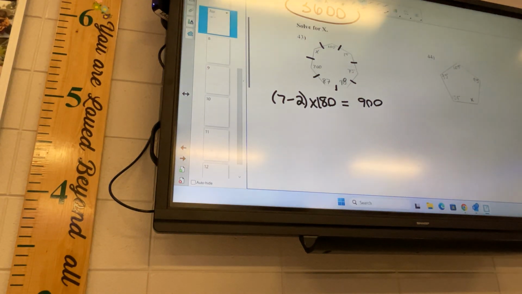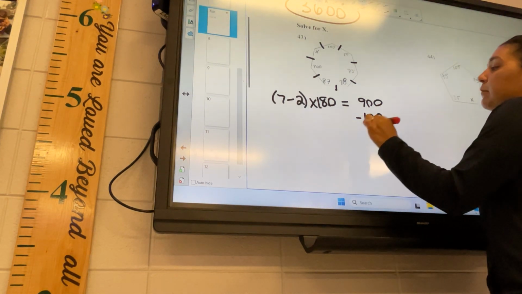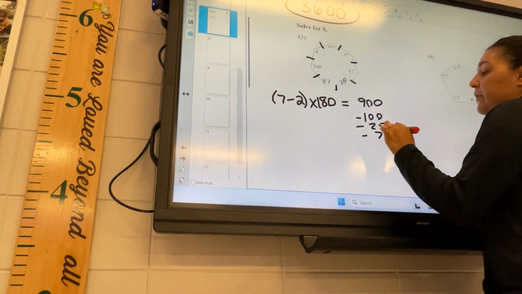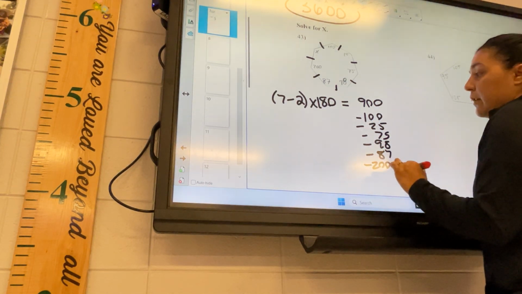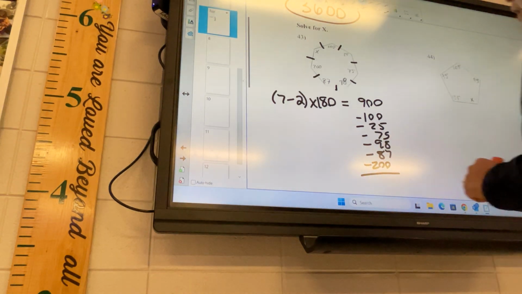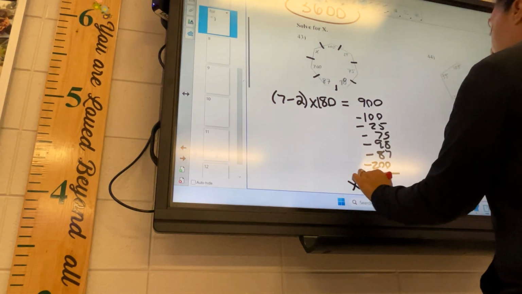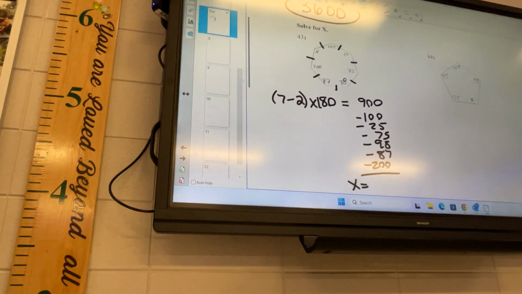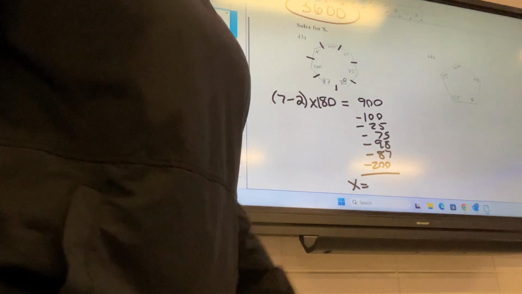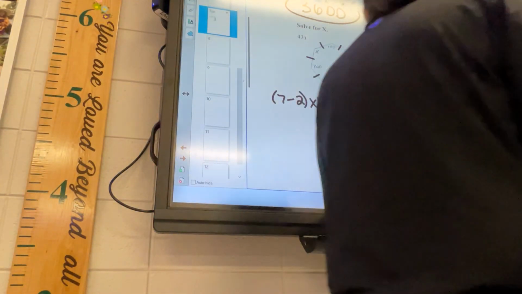Okay, so now on the calculator you would say 900 minus all of the pieces on the inside. So I'm going to say 900 minus 100 minus 25 minus 75 minus 98 minus 87 minus 200. Okay, and that should give you your x. Okay, and what is that? 315.